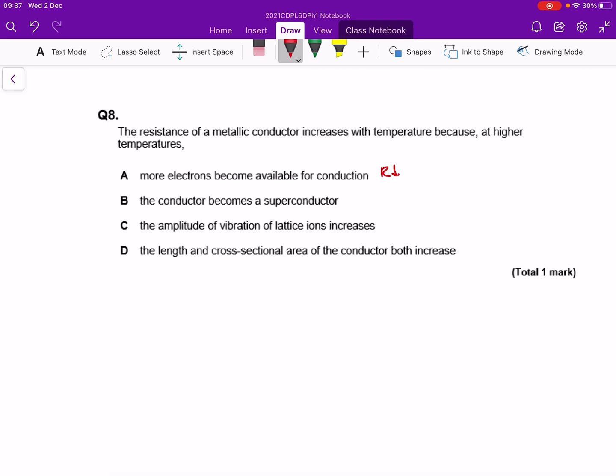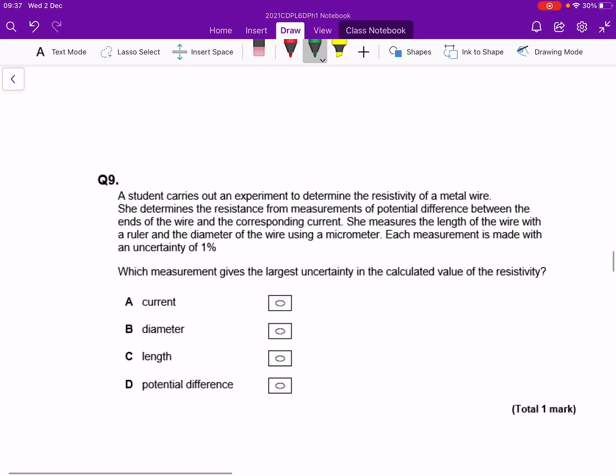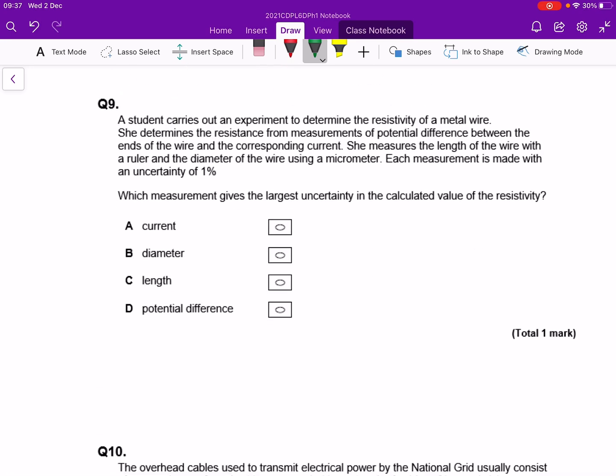The length getting bigger would make R go up, but the cross-sectional area getting bigger would make R go down. Don't know how much both of them would change. That's an interesting question, but the more obvious answer is going to be C here. That is what happens, especially in something like a filament lamp bulb. We saw this one in a previous test as well.